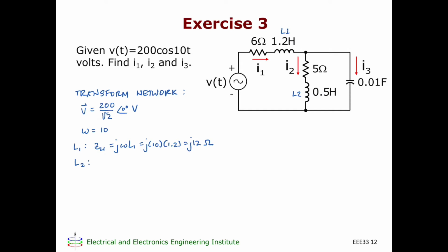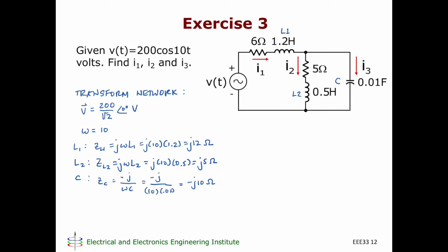For L2, jωL2 is equal to j5 ohms. And then for C, j's of C is equal to minus j over omega C. So this is minus j over 10 times 0.01 or minus j10 ohms. Okay, the resistors are already specified in terms of their impedances.